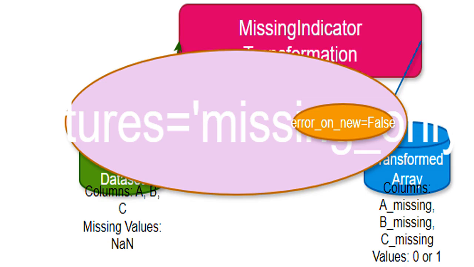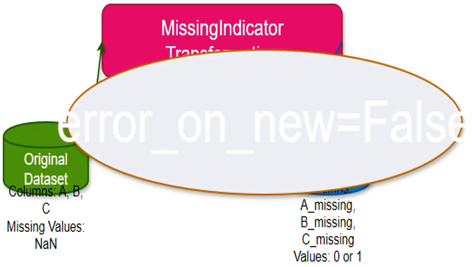I told MissingIndicator to only look for missing values and ignore other data. So I only get the missing value indicator columns in the transformed array and the original columns are not included. I set this to False to prevent errors if I later use MissingIndicator with new data it hasn't seen before.